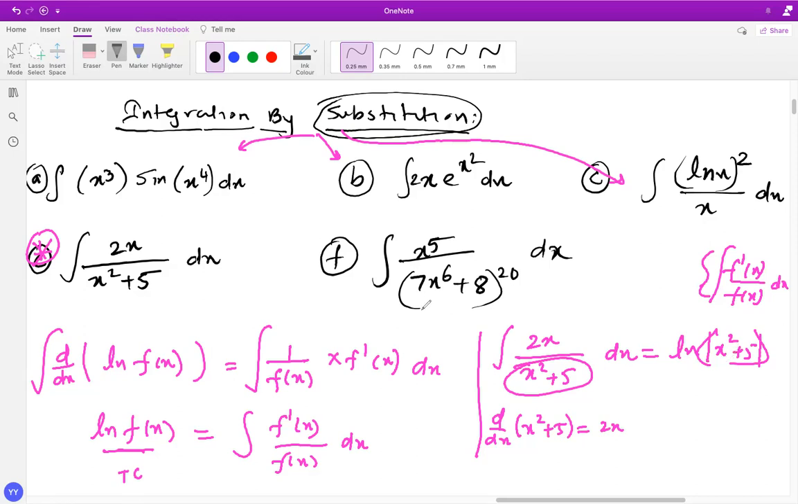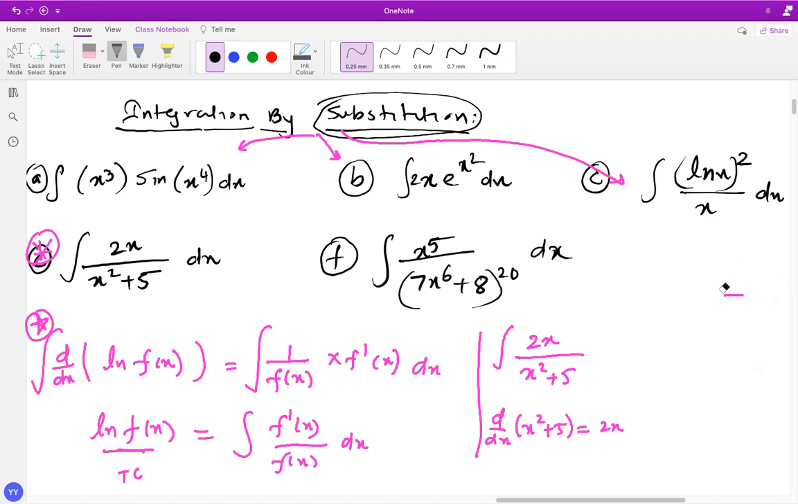So this is the first technique of substitution. It's not exactly substitution, I didn't make any substitution. But it is very helpful because sometimes you can make a quick step like this and save a lot of time.